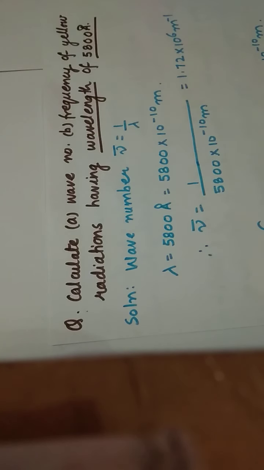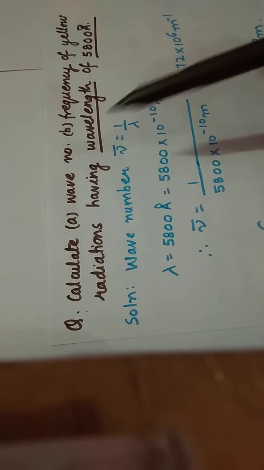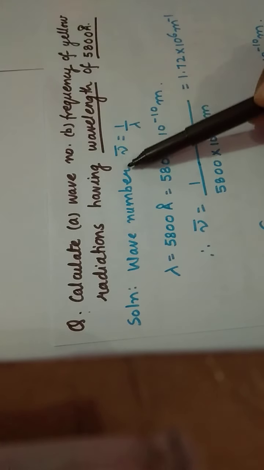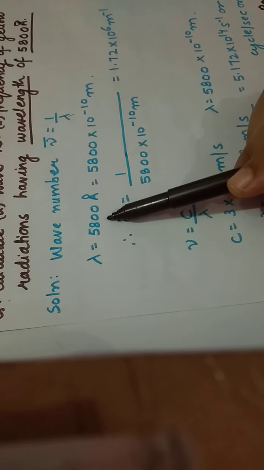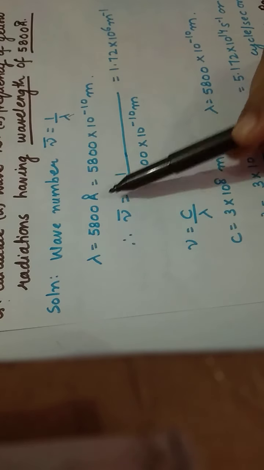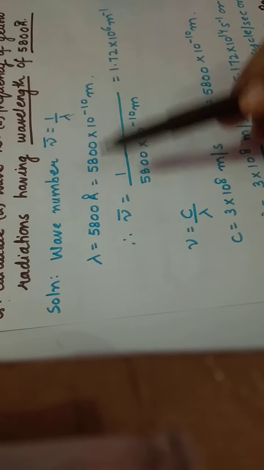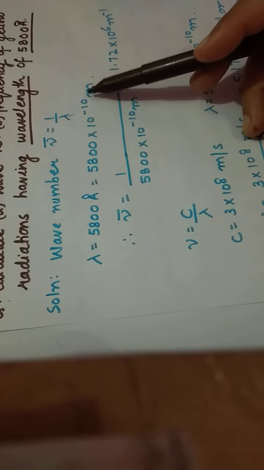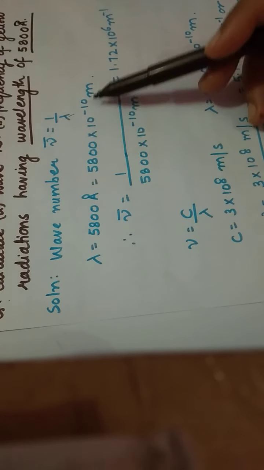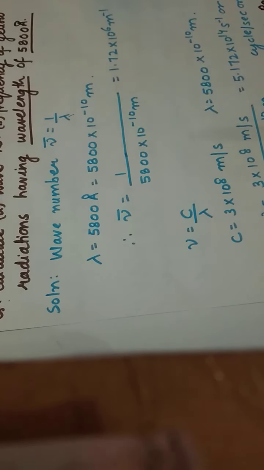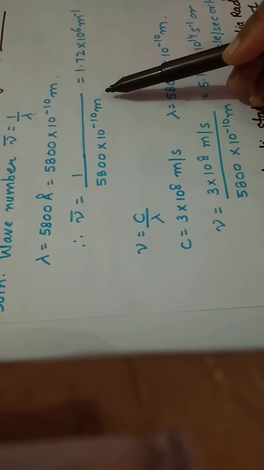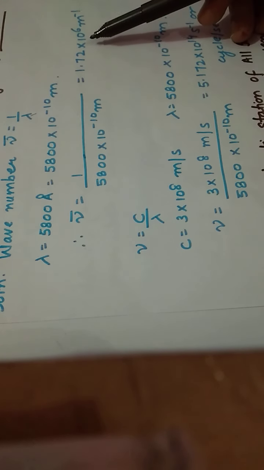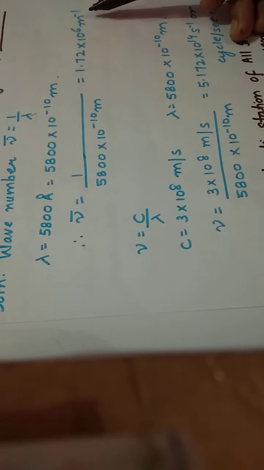If you remember, in our last topic the formula of wave number I have told you is nu bar equals 1 upon lambda. Lambda is equal to 5800 Armstrong. So we are converting this Armstrong into meter by multiplying it with 10 to the power minus 10. So nu bar is coming out to be 1 upon 5800 into 10 to the power minus 10 meter, which equals 1.72 into 10 to the power 6 per meter.